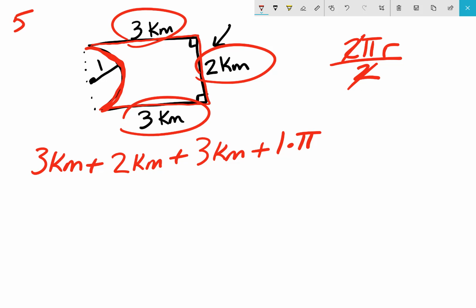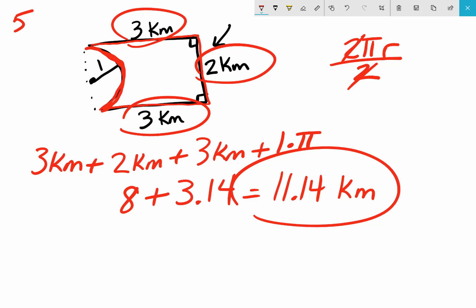All right, so adding all this up, you've got 3 plus 2 plus 3, that's 8 kilometers, plus 1 times pi, and pi we would say is 3.14 as an approximation of it. So that's a total of 11.14 kilometers for the perimeter of that shape. All right.